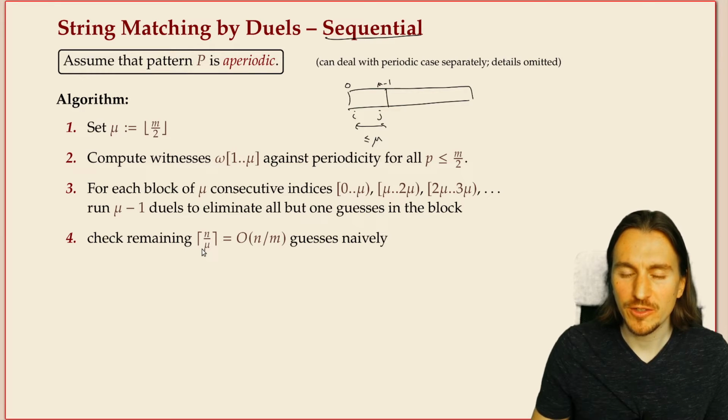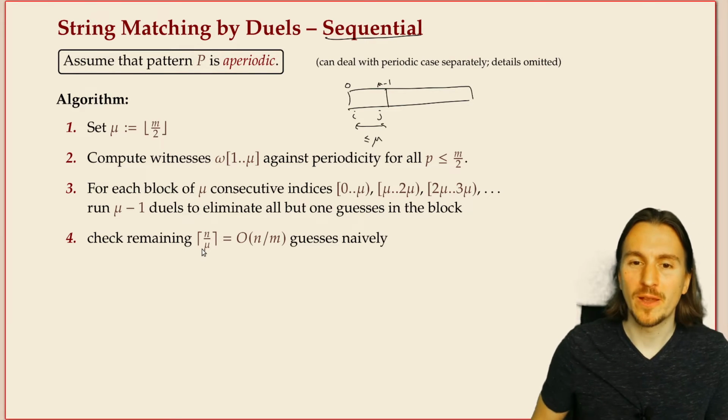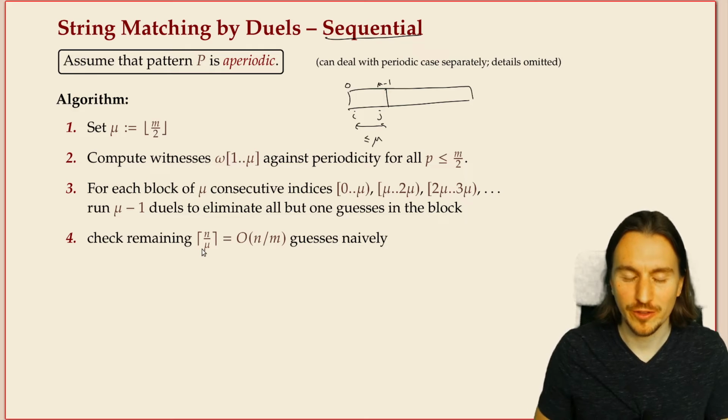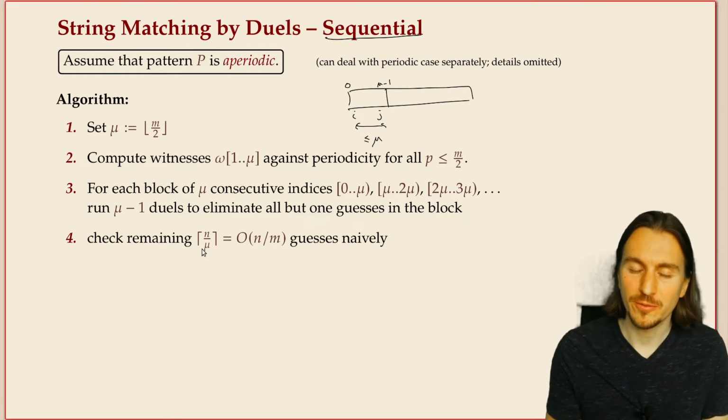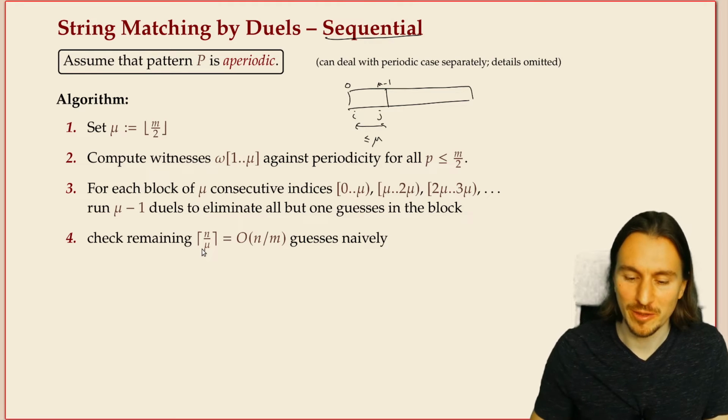And for each of these blocks, we then just use our sequential naive guess character by character. We check if the potential match is an actual match. That's similar to what we did with Raven Carp.